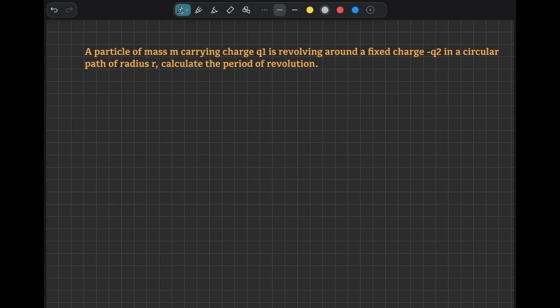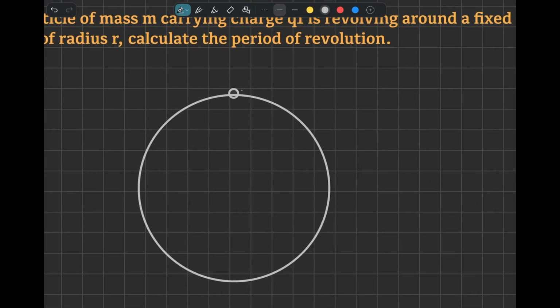Now let's see this question now. Here it says a charged particle whose mass is m and charge is q1 is revolving around a fixed charge which is minus q2 in a circular path of radius r, and they are asking us the period of revolution. So for now, let's draw the circular path. Here, let's say this is the charge. I'm zooming in. Now, this one's velocity, let's say it is v naught, and the radius of the circular path they have given us as r.